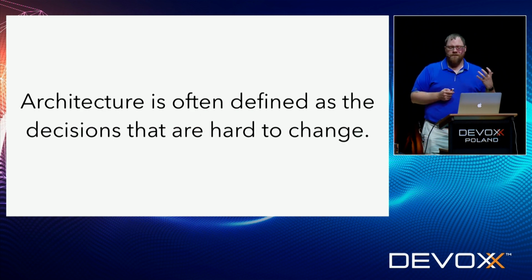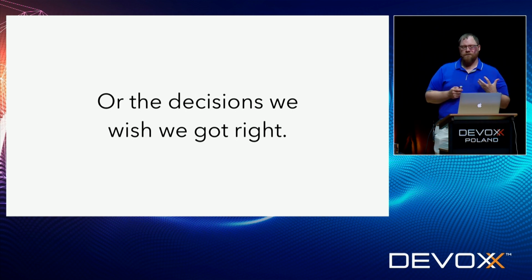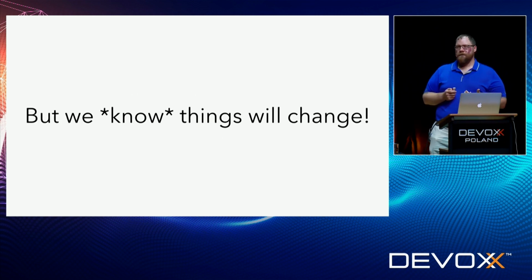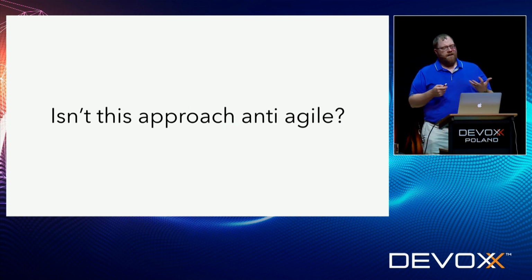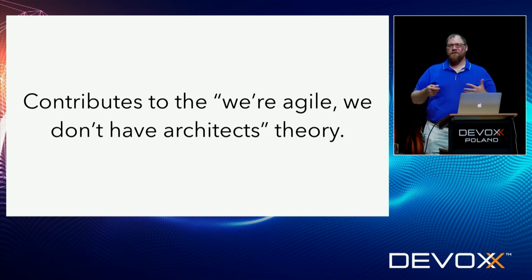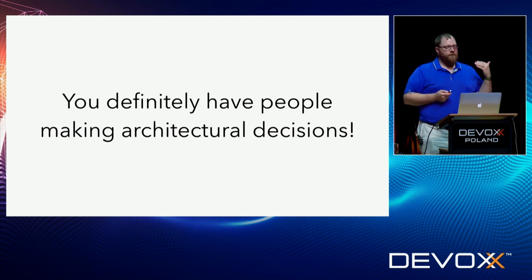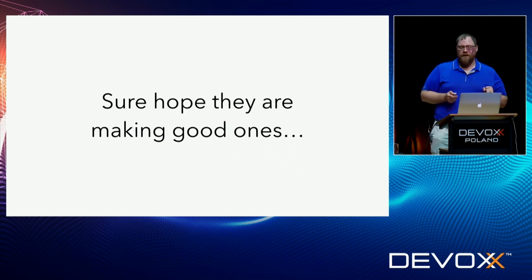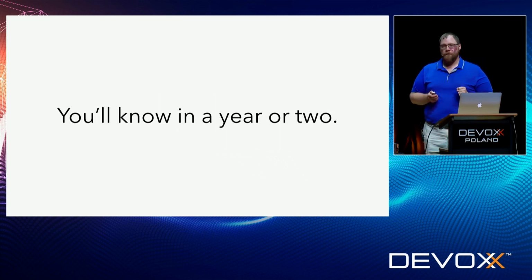Now, architecture is often defined as the things that are hard to change or the things we wish we'd gotten right. And of course, we all realize things are going to change, which is where we have to say, isn't this kind of anti-agile? And I think this is at least part of the reason why a number of people have said architecture is anti-agile, or we don't need architects, we're agile. Now, the reality is you have people making architectural decisions on your projects regardless of title, regardless of role. I hope they're making good ones. You'll know in a year or two.